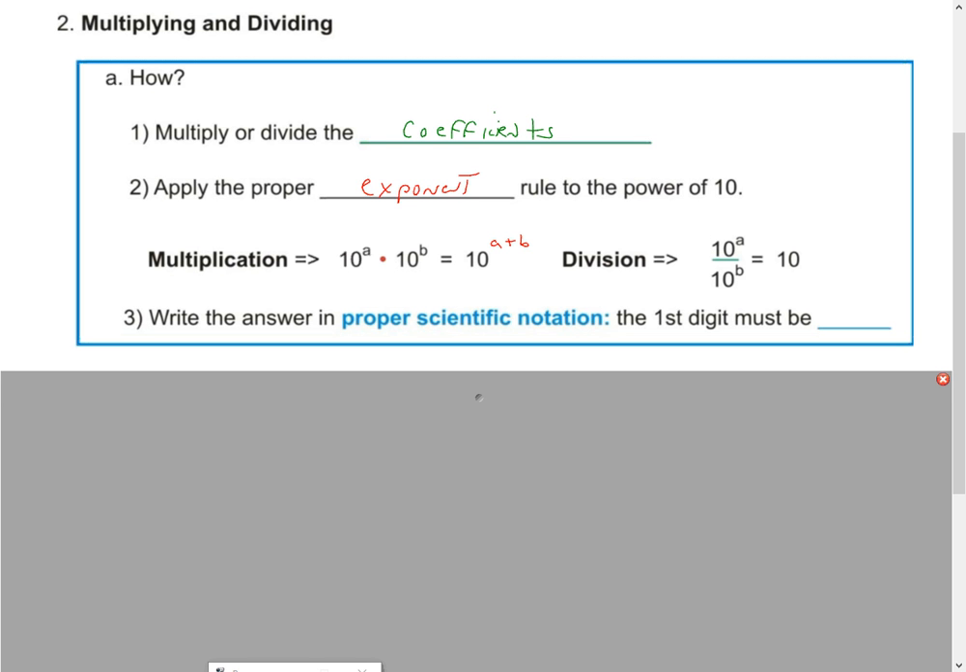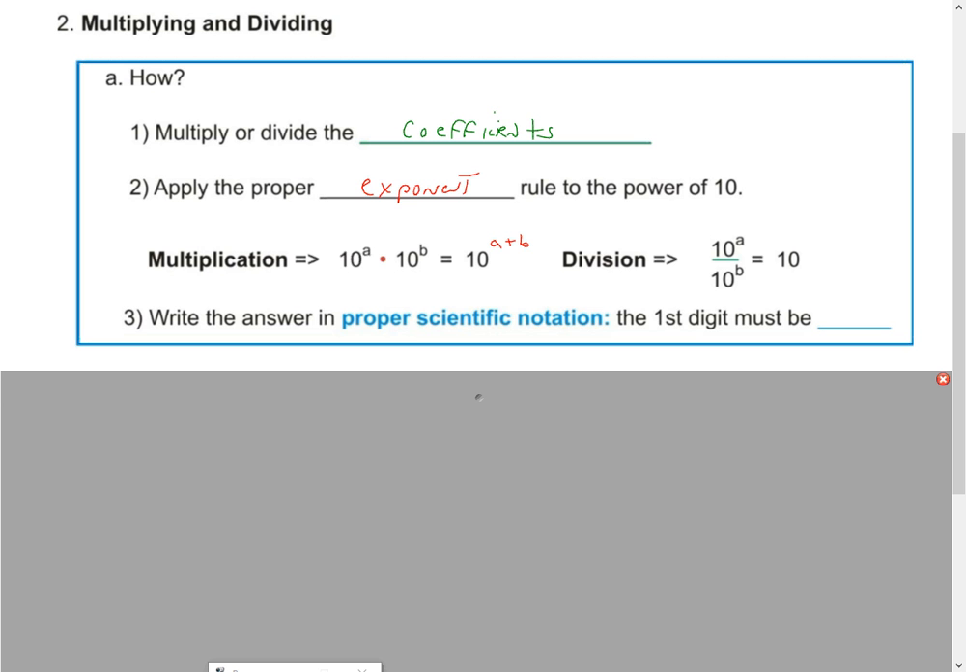You add the exponents. Hey, before I go any farther, to multiply or divide scientific notation, do the powers of 10 have to match? No. Multiplying and dividing are different than adding and subtracting. Adding and subtracting, powers of 10 have to match. Multiplying and dividing, they don't have to match.